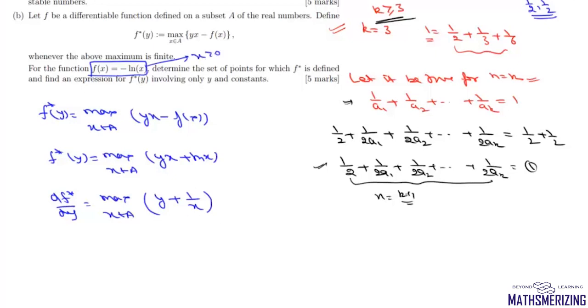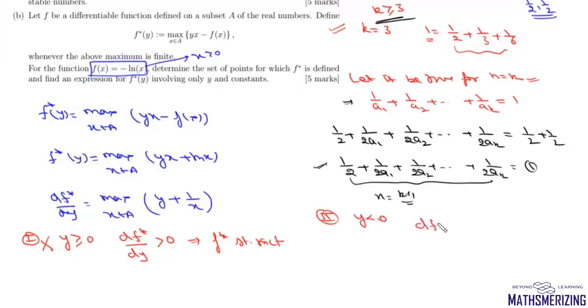So we have two separate cases. Case 1, if y is greater than or equal to 0, then this y plus 1 upon x, both of these values will be positive. So in this case, df star upon dy will be greater than 0. Then in that case, this f star will be a strictly increasing function, and if the function is strictly increasing, then we do not have a global maximum. So we do not have any function defined for y greater than or equal to 0. Now when y is less than 0, in that case, if we find its critical point, we can write df star upon dy equals 0.